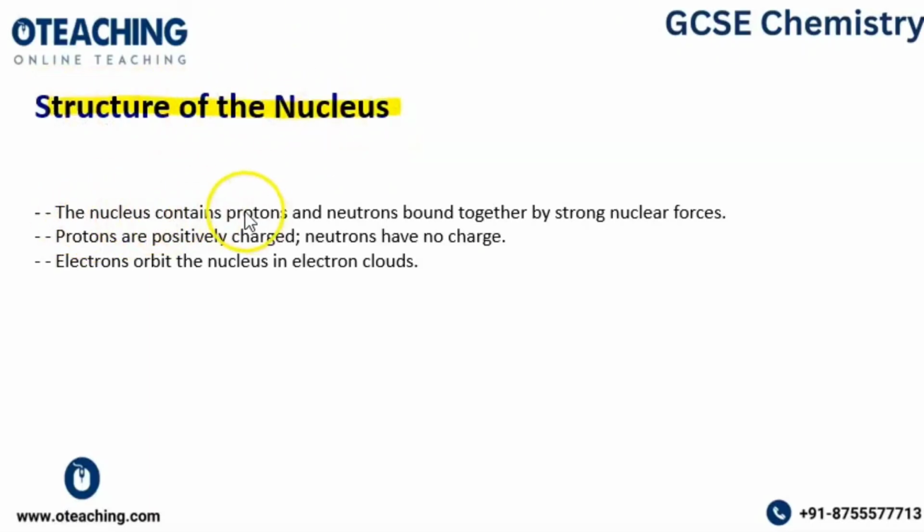Now, the structure of the nucleus. The nucleus contains protons and neutrons, which are bound together by strong nuclear forces. Protons are positively charged and neutrons have no charge. Electrons orbit the nucleus in electron clouds, according to the new quantum mechanical model, but Bohr's model stated that they revolve in specific orbits.